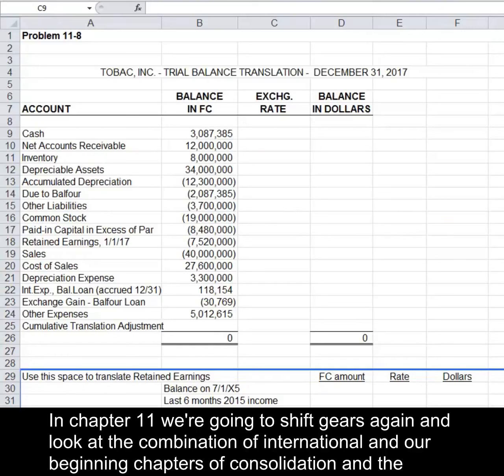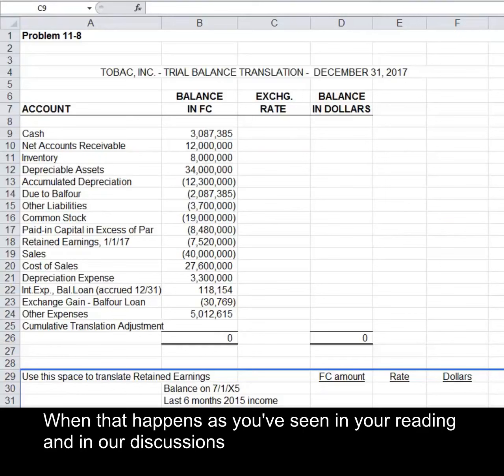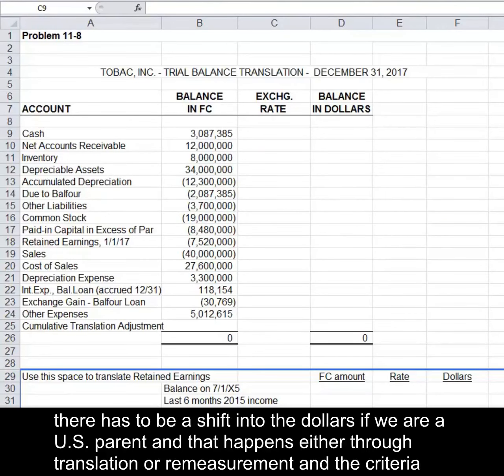In Chapter 11, we're going to shift gears again and look at the combination of international and our beginning chapters of consolidation, and the situation where a parent company actually owns a foreign subsidiary. When that happens, as you've seen in your reading and our discussions, there has to be a shift into the dollars if we're a U.S. parent, and that happens either through translation or remeasurement.